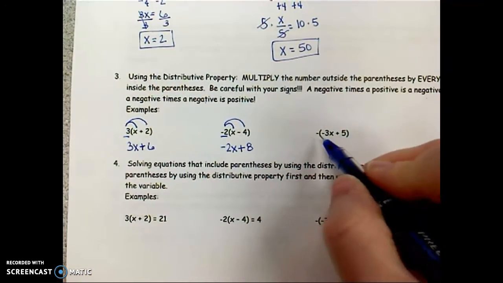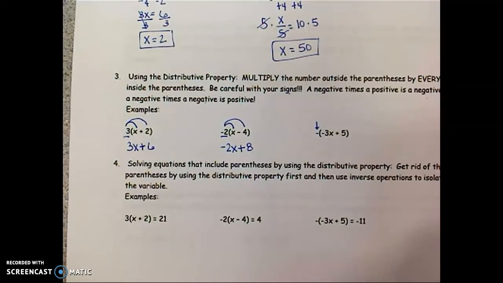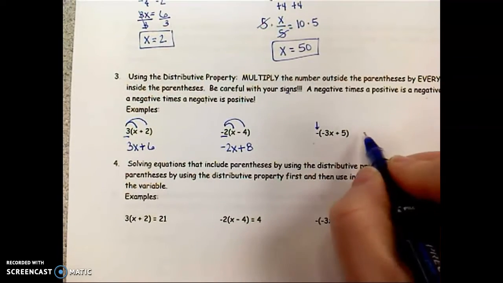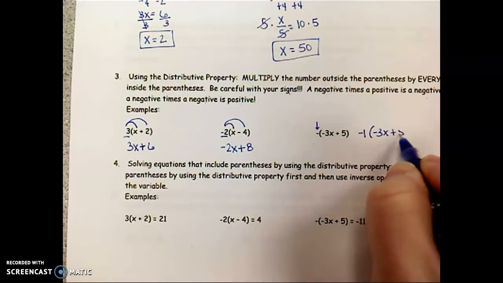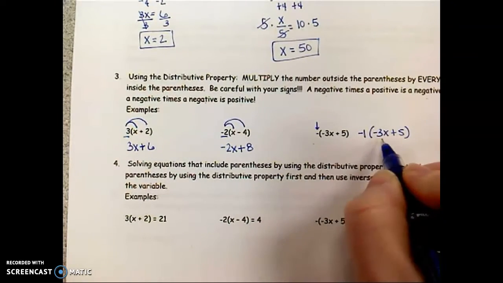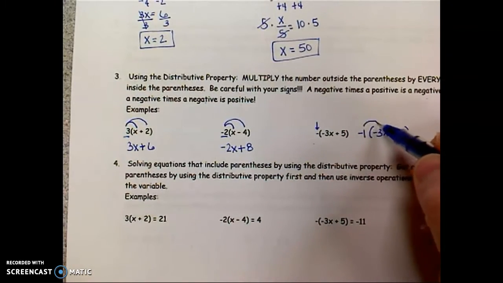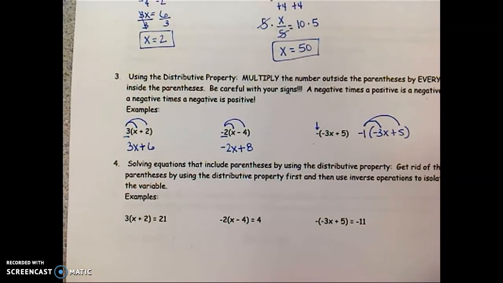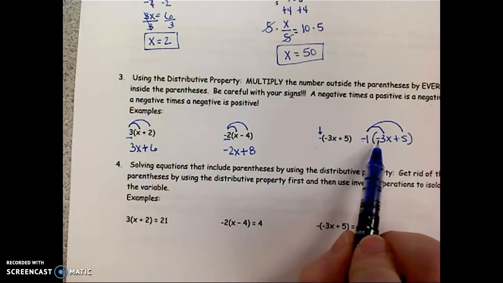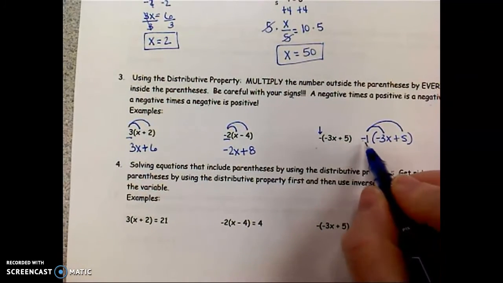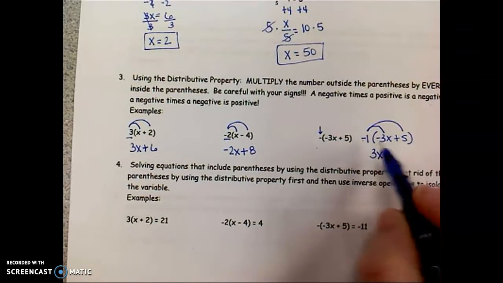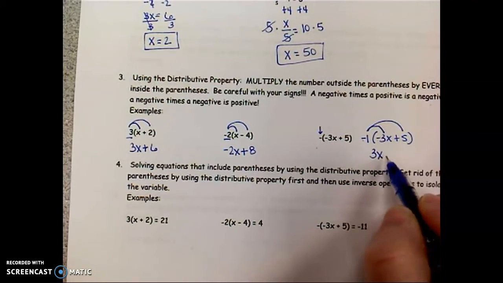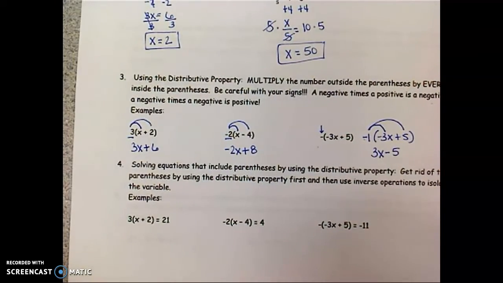Now in this one, we just have a negative sign in front of the parentheses, but remember that's the same thing as a negative 1 in front of the parentheses. These mean the same exact thing. So we're distributing the negative 1 times both of these terms, and remember a negative times a negative becomes positive. So negative 1 times negative 3x becomes positive 3x, and negative 1 times positive 5 is negative 5. So I'll have a subtraction there.